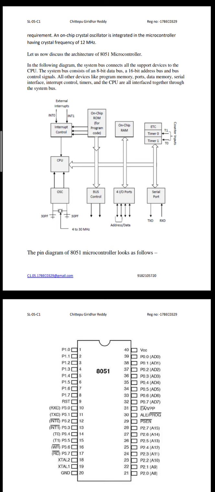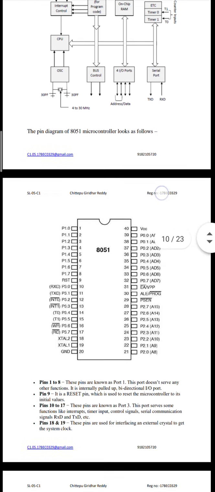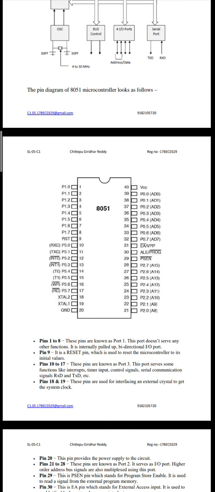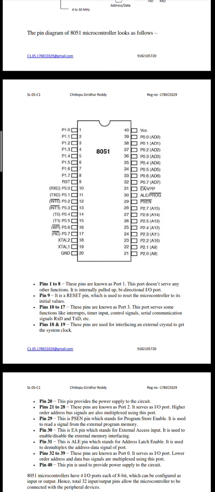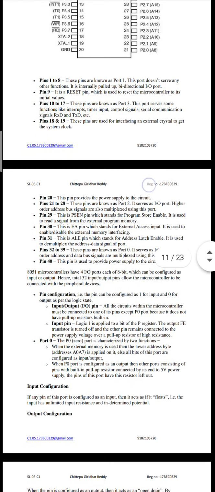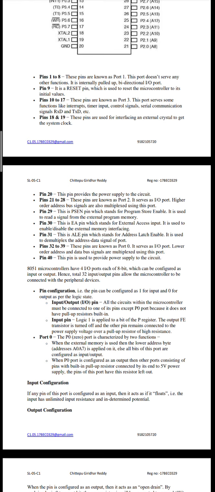We also have one more flowchart. This is the pin diagram of the 8051 microcontroller. It looks as follows, and here we can see many pins and their pin numbers. This is the description of each pin: pins 1 to 8, 9, 10 to 19, and so on up to pin 40.